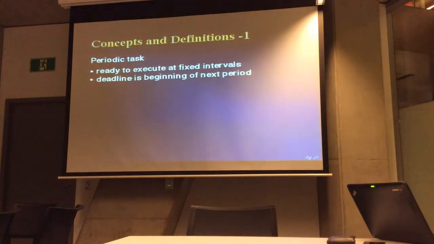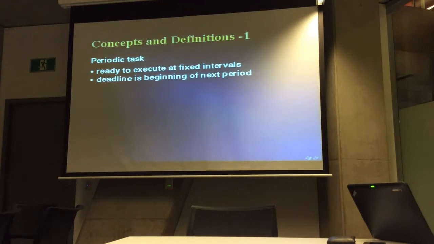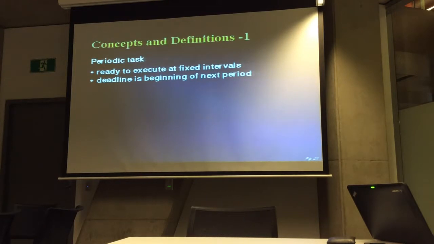A periodic task is one which is ready to execute at fixed intervals. For now, we're saying that its deadline is the beginning of the next period. And when I talk about a task's CPU utilization, I'm talking about the percentage of time the CPU spends in a single task. That is, if a task has a period of 30 milliseconds and its execution time is 10 milliseconds, then if it's going to meet its deadlines, it will be running 10 out of every 30 milliseconds, or 1/3 of the time available.